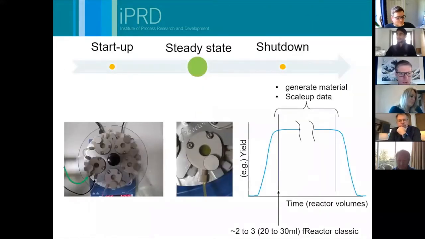Now, when we're operating flow chemistry equipment, we tend to go through different phases of the process. So the first phase is a startup phase. So typically, and in this example, I've started with the oil phase within the fReactors. So I would have turned this on, I would have flown oil through the reactors at a few milliliters per minute until I've pushed all of the air out of the system.